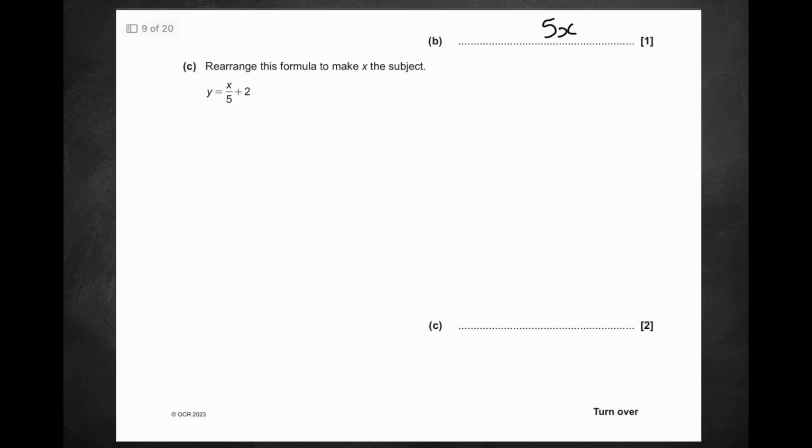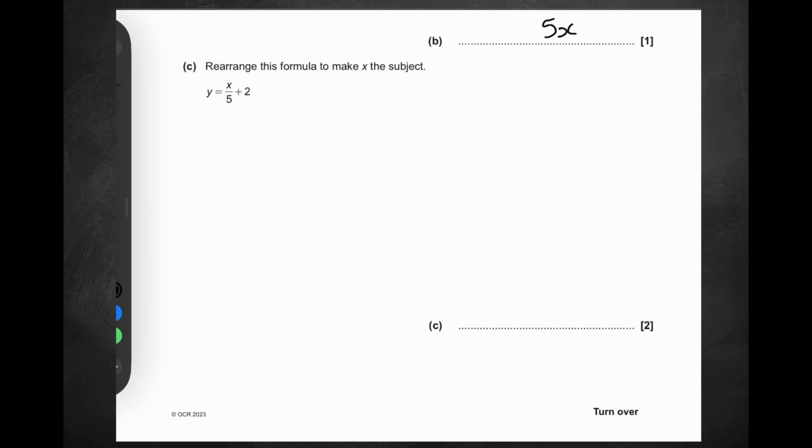Part C. Rearrange this formula to make x the subject. So the first thing we're going to do is take the 2 onto the other side. So we're going to do y minus 2 equals x over 5 plus 2 minus 2. Those two cancel out, leaving us x over 5. Then we're going to multiply both sides by 5.